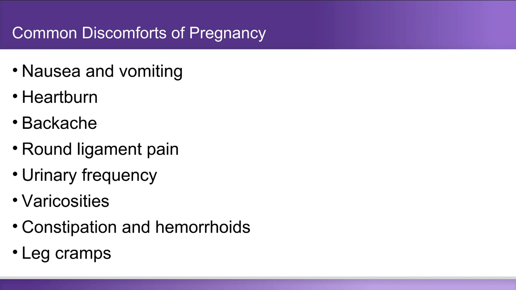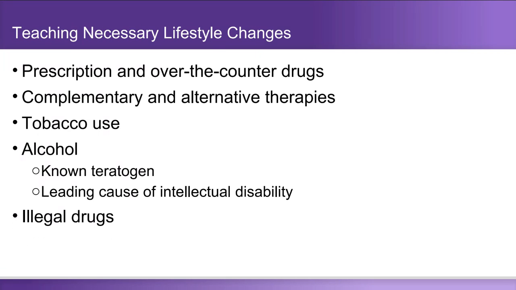Now, as I mentioned, I did make you a cheesy little video on discomforts of pregnancy and ways to overcome those discomforts. So I do want you to be familiar with those, which is why I made a little video. But just quickly, some of the common discomforts of pregnancy: nausea and vomiting, heartburn, backache. Some women have what's called round ligament pain, which are the ligaments that attach to the uterus that stretch, and as they stretch, it can cause pain. Urinary frequency, varicose veins, constipation and hemorrhoids, leg cramps, all those fun discomforts of pregnancy.